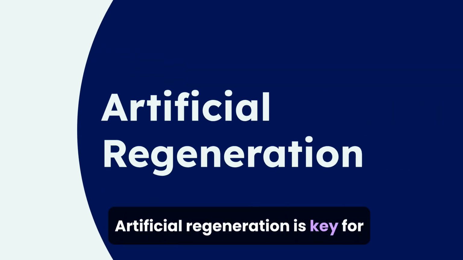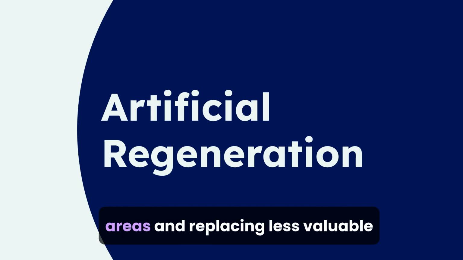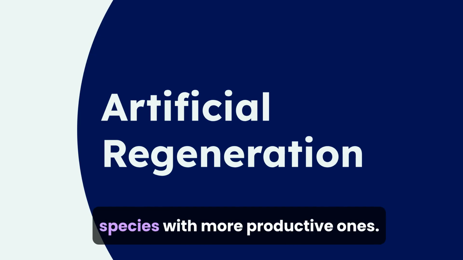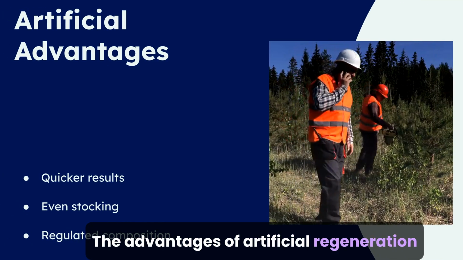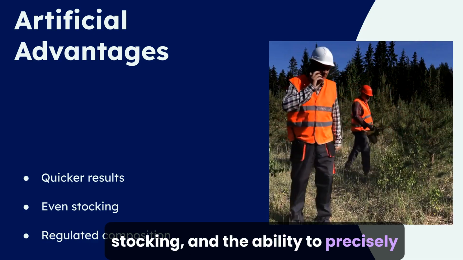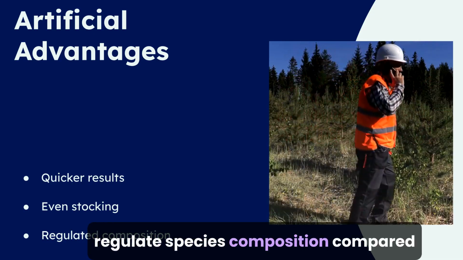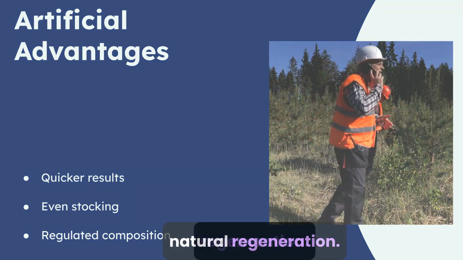Artificial regeneration is key for introducing desired species, supplementing natural growth in bare areas, and replacing less valuable species with more productive ones. The advantages of artificial regeneration include quicker results, more even stocking, and the ability to precisely regulate species composition compared to the slower, less predictable process of natural regeneration.